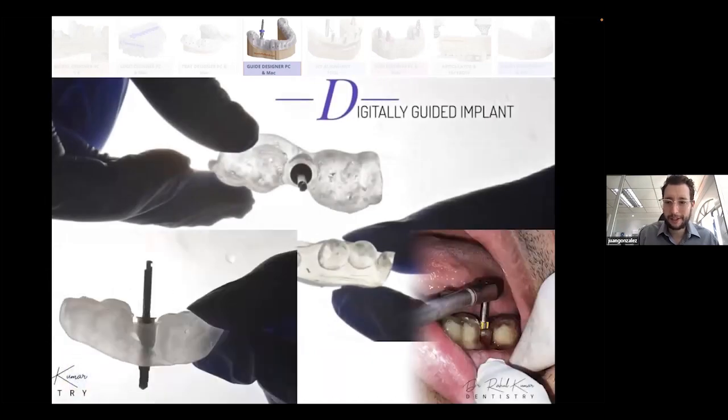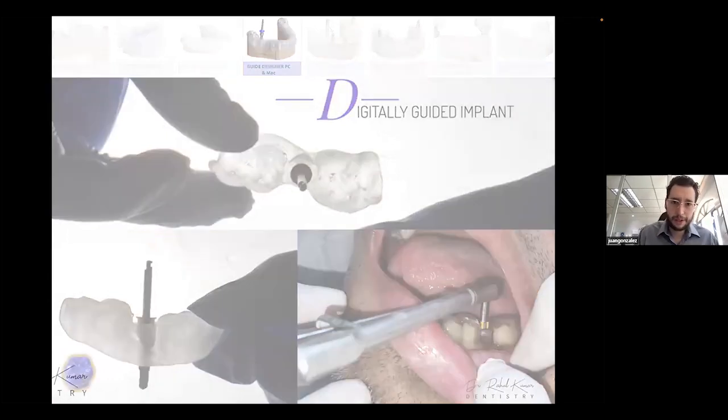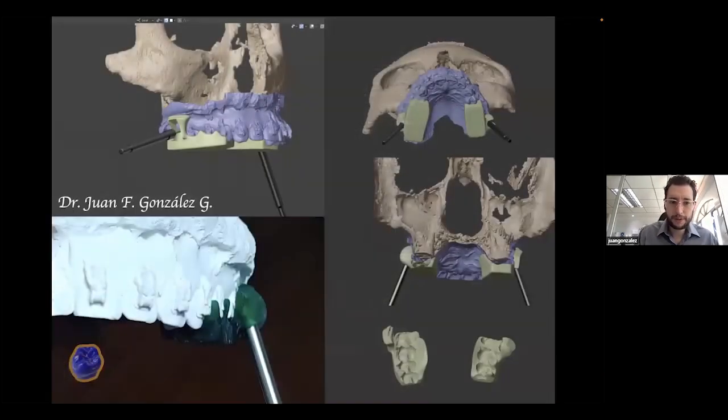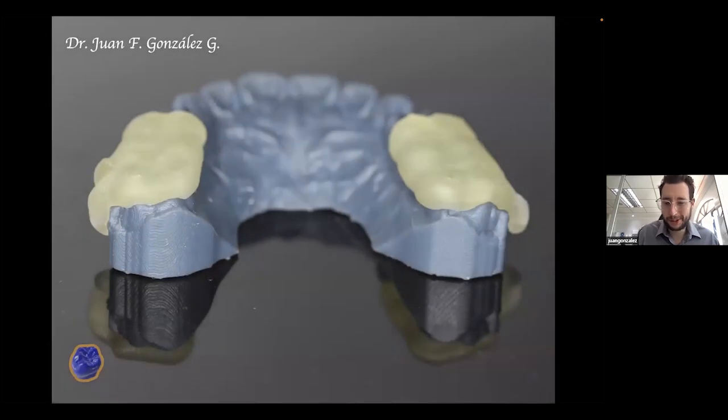This was a test we were doing. And here is an implant case. This is an O1 from a friend of mine. And at the end, you can print the guide in a proper material. That's very important. You have to use biocompatible material and then use it in the mouth.